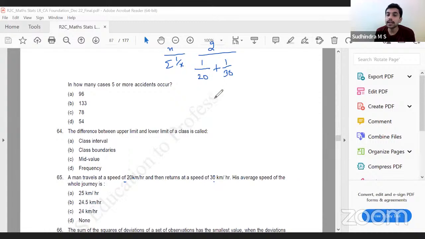1 by 20 is 0.05. 1 by 30 is 0.033. Correct? So 2 divided by 0.083333, we get 24 kilometers per hour. Right? So in case of speed, compulsorily we have to use harmonic mean. Done?